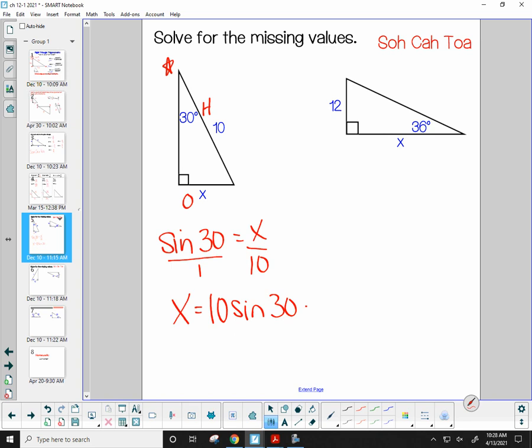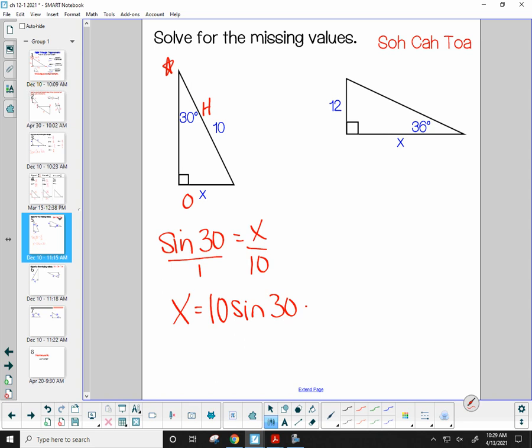Now, I would never ever write it sine of 30 times 10, because inevitably you will goop it up in your calculator. I'll try to explain that in a little bit, but I don't want to confuse things right now. All right, so this says 10 times the sine of 30. So go ahead and type that into your calculator. Type in 10 times sine of 30.